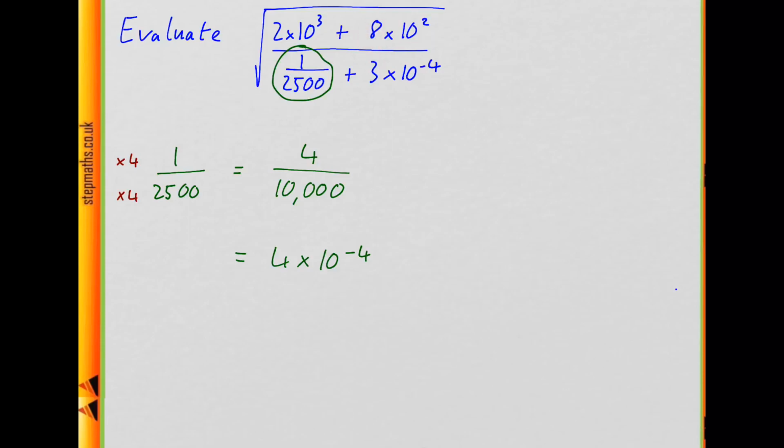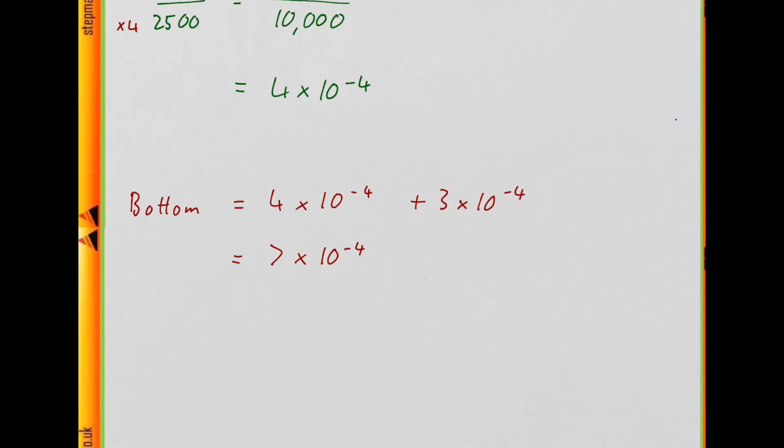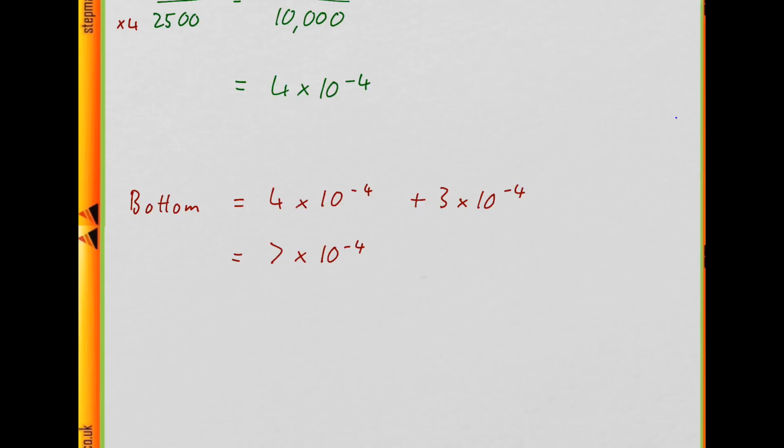So let's look at the bottom first because it's easier. The bottom is 4 times 10 to the minus 4 plus 3 times 10 to the minus 4, and that means we can just add the number parts, so we get 7 times 10 to the minus 4. You could think of this as taking out 10 to the minus 4 as a common factor.